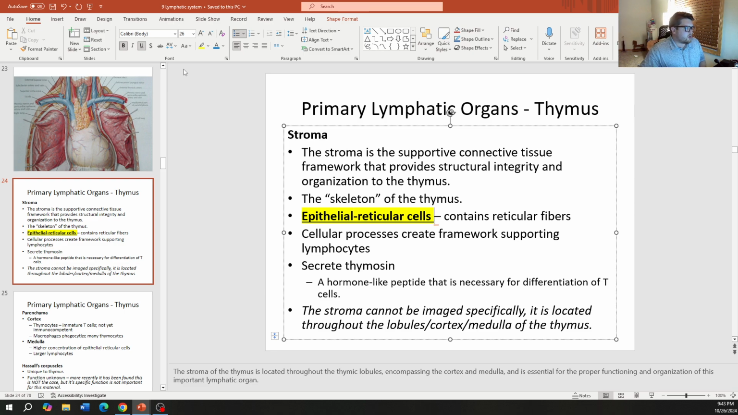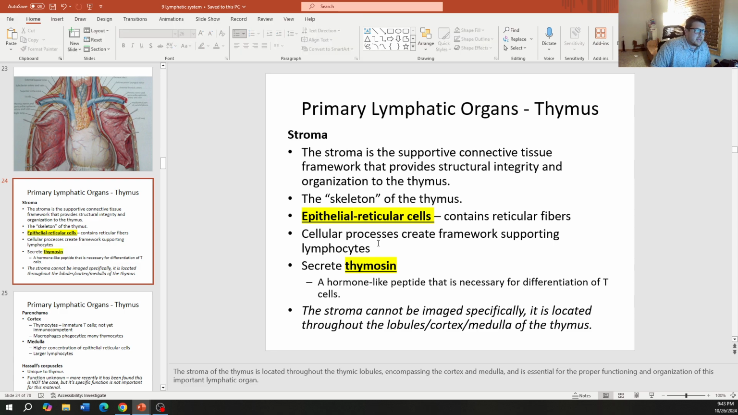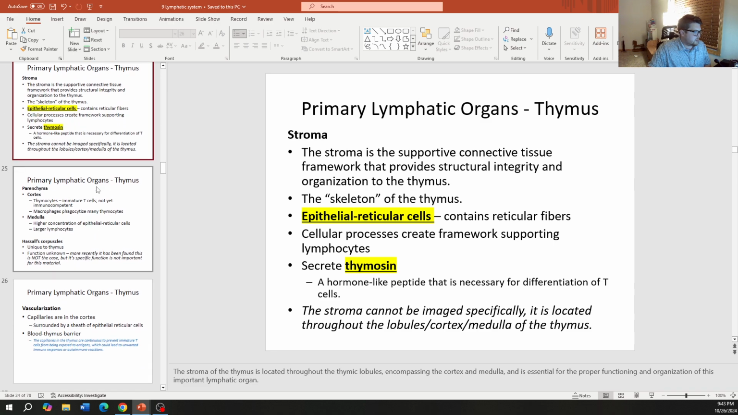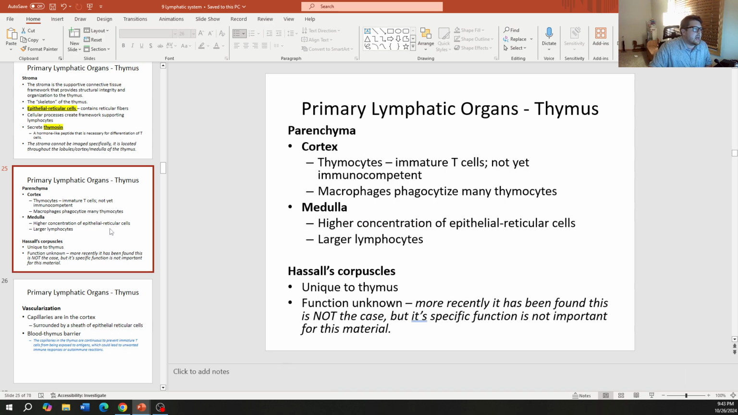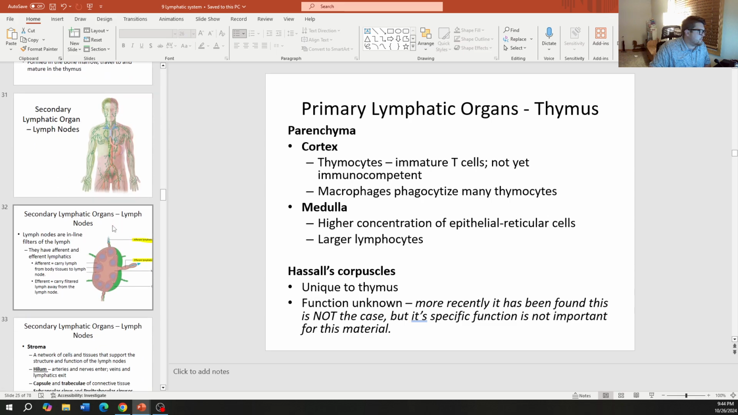The stroma also secretes a hormone-like peptide that's called thymosin. Let's make sure we know that word. Thymosin is responsible for the differentiation of T cells. Like I said, there's several different types of T cells. So you have the base T cell, and it goes to the thymus, and then as it matures, it can split off to a couple different places thanks to this specific hormone. Okay, that's the stroma. Now the parenchyma. Again, the parenchyma is the functional component of it. We have two parts. We have a cortex, and we have a medulla.